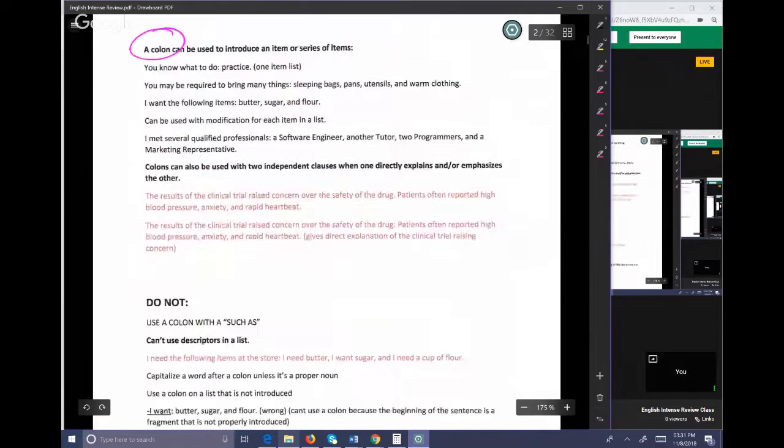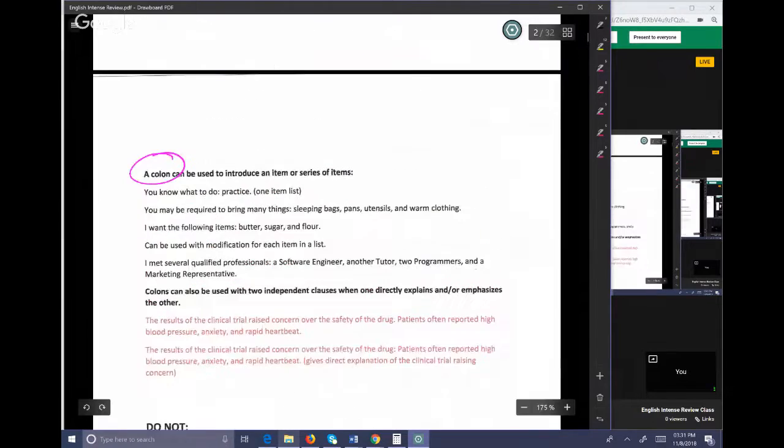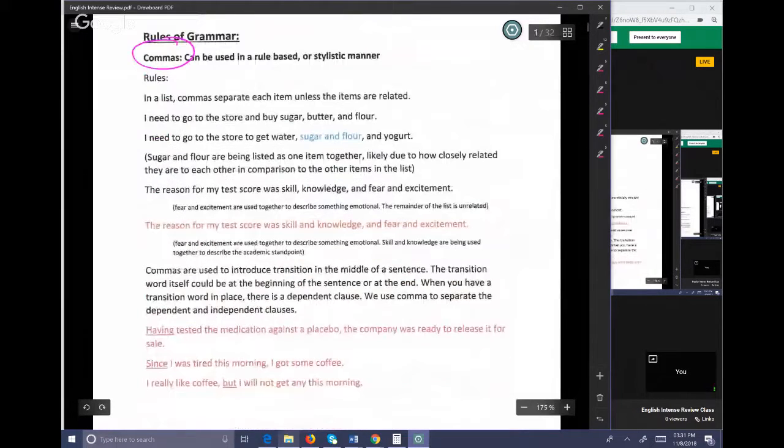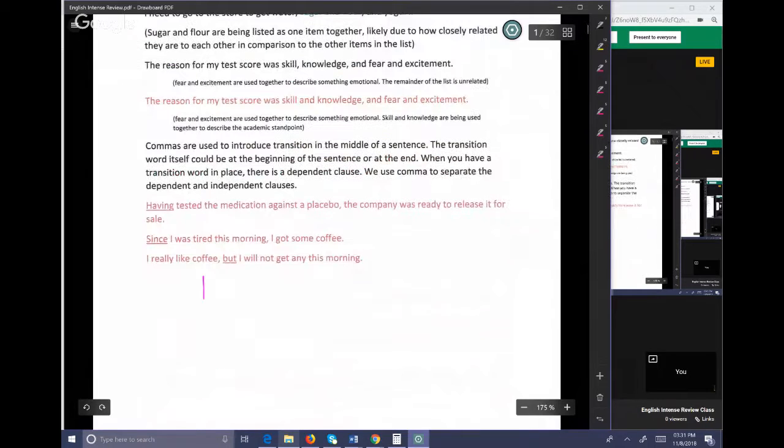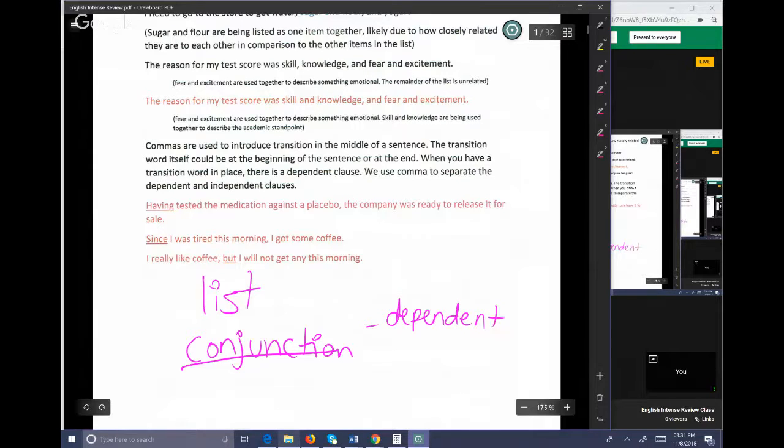And then later we'll do quotes and apostrophes and stuff like that. So as far as just your really basic core grammar skills, the commas are going to be really important. We use commas in basically two ways. We use them when we're doing a list, and we use them when we have some sort of conjunction. And another way of talking about having some sort of conjunction is having a dependent and an independent clause.